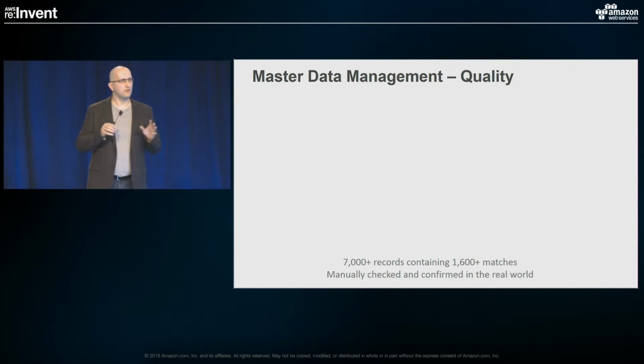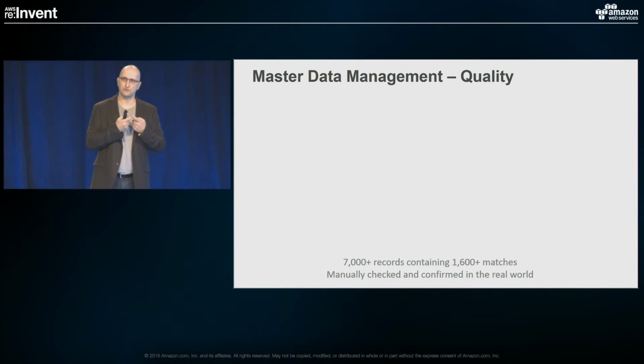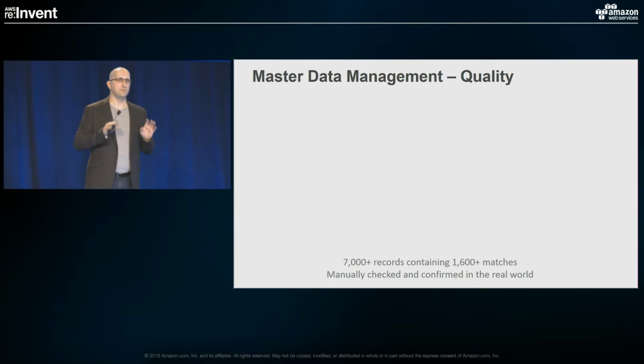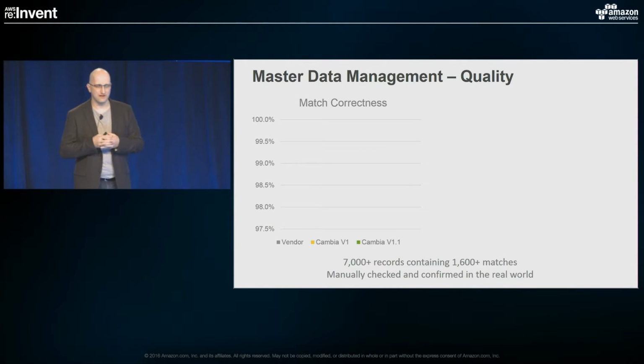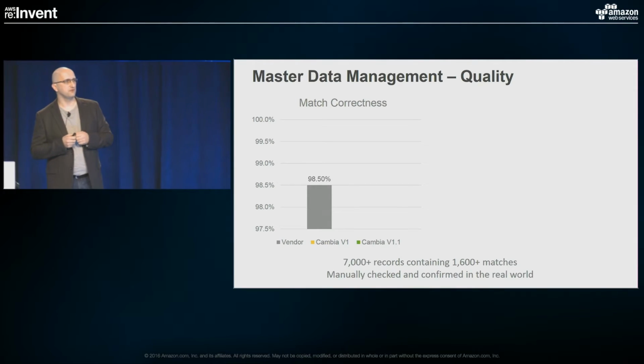And what we did, we go like, okay, so how do we go about this? How do we make sure that we do it right? Well, the most important thing is the quality of your match. Did you match really the 2 people that should be matched instead of 2 people who should not be matched? So we did a 7,000 record truth set, and we made sure that we checked that by hand and in the real world for the 1,600 plus matches that were in there. Once we had that truth set to start testing our results with, we started focusing on the quality. And the first one that we did was match correctness. Did we truly match to the right person? And when we looked at the vendor solution, the answer was, well, 98.5% of the time.